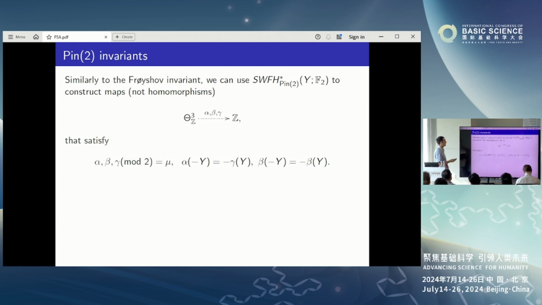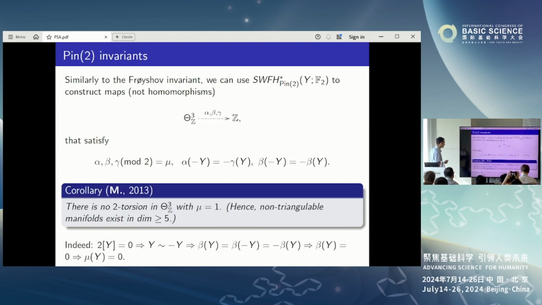And instead of one map, you get 3 maps. They're not homomorphisms, but instead they have this property that they reduce mod 2 to the Rokhlin homomorphism. So the previous one, the Frøyshov one, didn't have a connection to Rokhlin, but these ones do. And even though they're not homomorphisms, at least beta behaves nicely with respect to negation. Beta of minus y is minus beta of y.